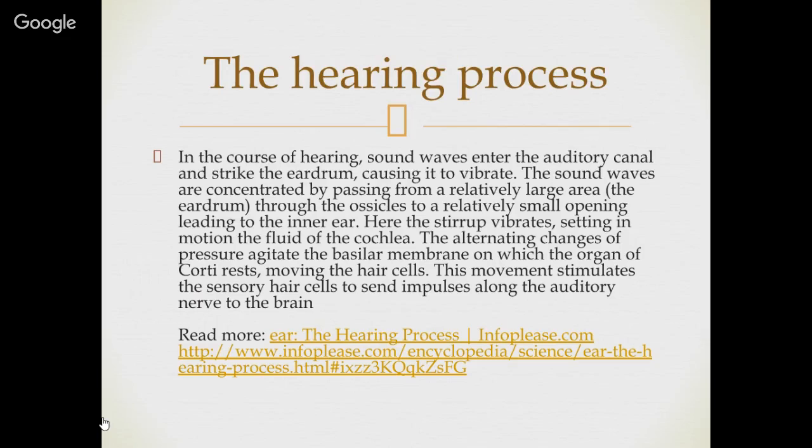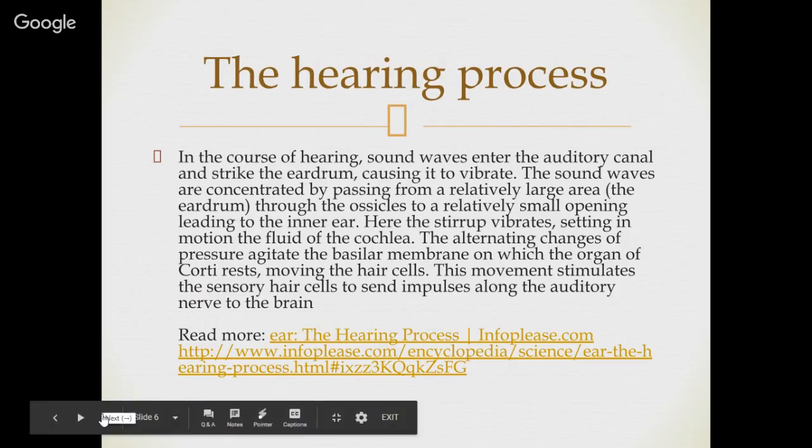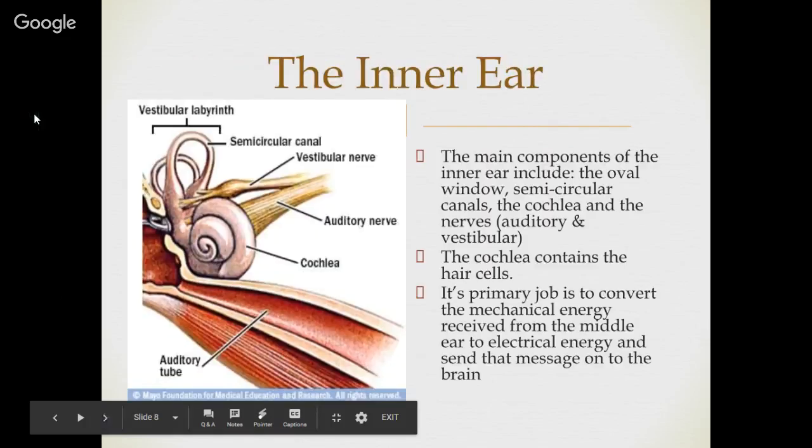The movement of those hair cells creates an electrical energy, a neural impulse that is sent through the auditory nerve to the brain, and that's where the brain gets to interpret the message that was originally received by the outer ear. So let's look at what the inner ear might look like.